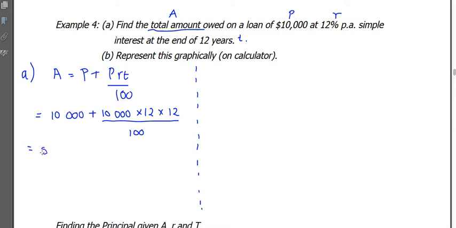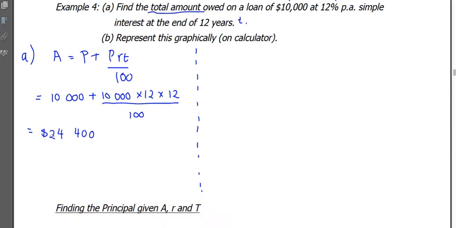This scenario is a little bit unlikely, because the interest rate is really high, 12% is quite high, but also for a $10,000 loan, you'd probably want to pay that back in less than 12 years. That's quite a long time to have a loan, unless of course it's a mortgage. So $24,400 is how much you would owe after that 12 years. So that's including the $10,000 that you originally borrowed. You can see here why it's important to pay back loans as soon as possible. Otherwise, the interest is obviously going to cost you a lot more.